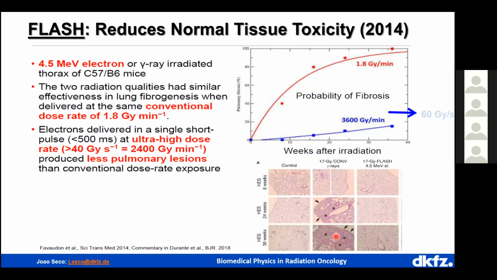H&E plot. And you see that the damage is completely clear. But if you compare 17 gray FLASH with a normal control, you see there is not a big difference in the histology. So they look very good and they look very similar. While this one, the cells are in very, very bad shape.